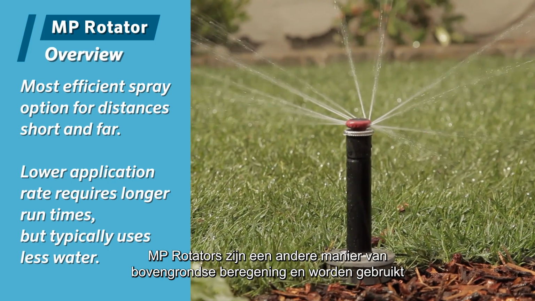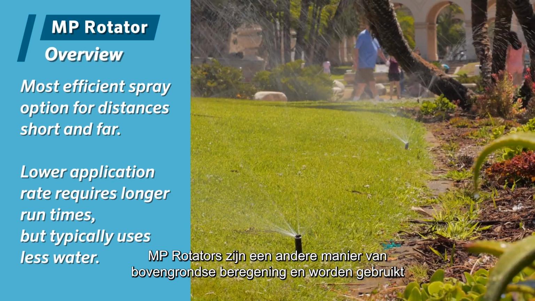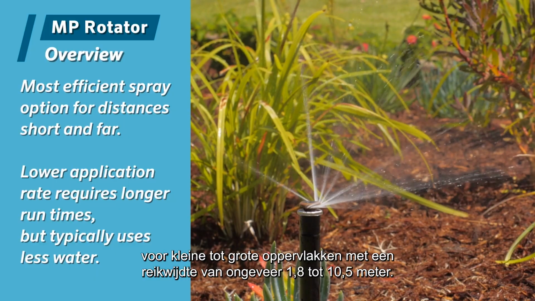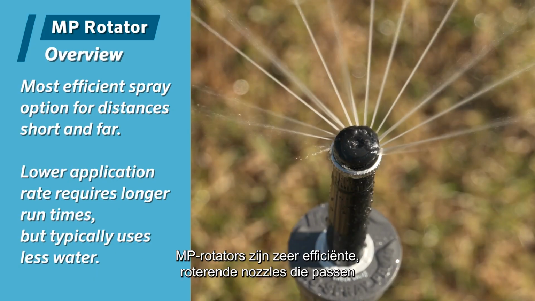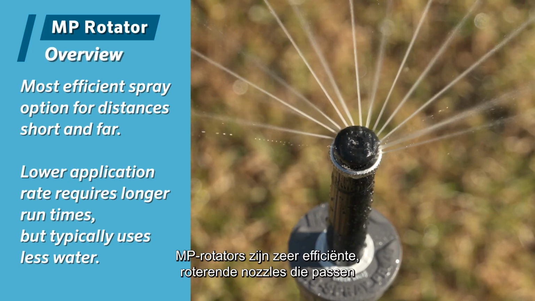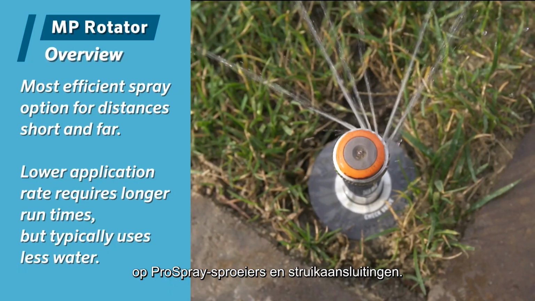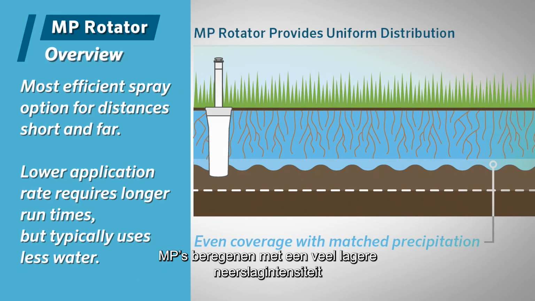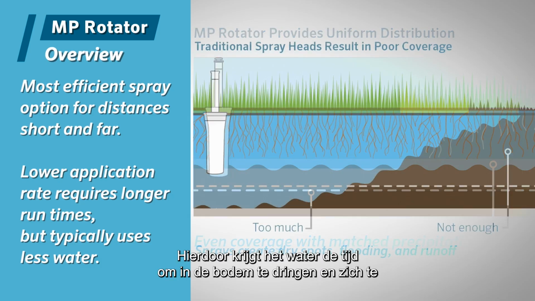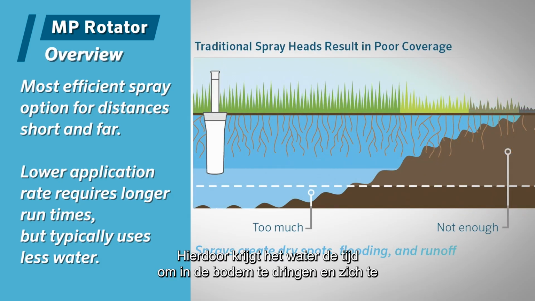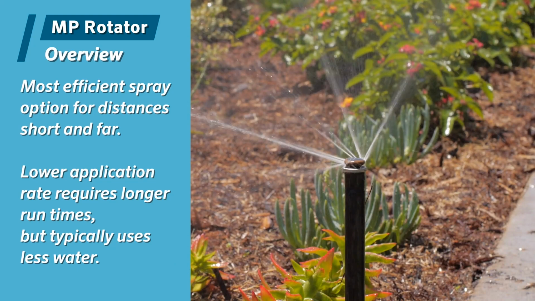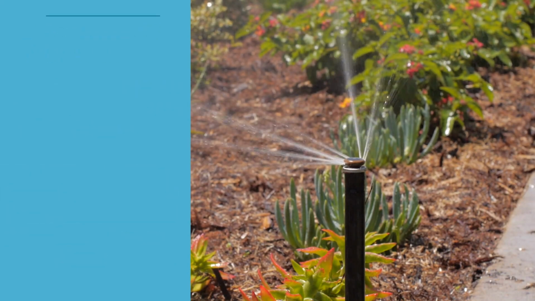MP rotators are another form of overhead irrigation designed and used in short to large radius areas from 6 feet to 35 feet. MP rotators are a type of highly efficient rotary nozzle that fit on pro spray bodies and shrub adapters. MPs apply water at a much slower application rate than traditional sprays, allowing water to penetrate and move through the soil before it runs off the target irrigation area onto hardscapes.